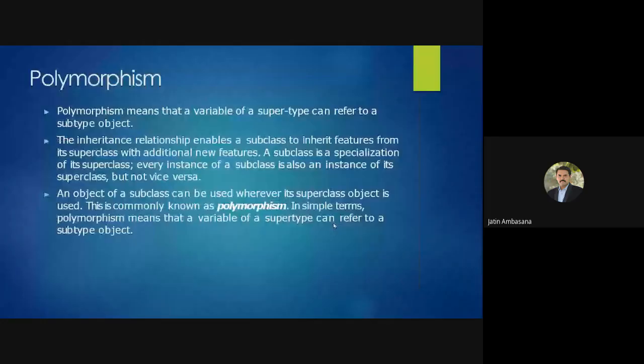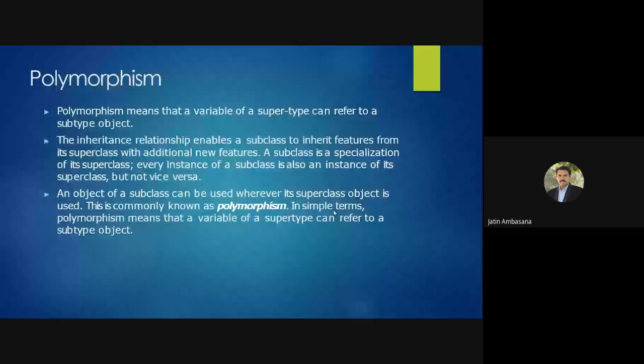Then we saw polymorphism. We also saw object polymorphism and method polymorphism. Method overloading is also called method polymorphism. Remember that thing.